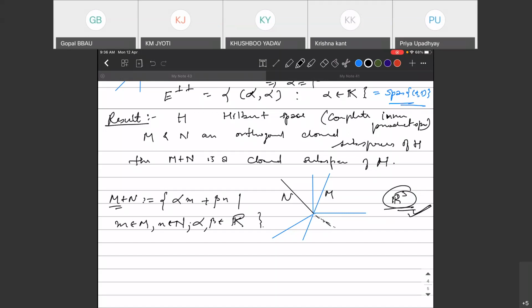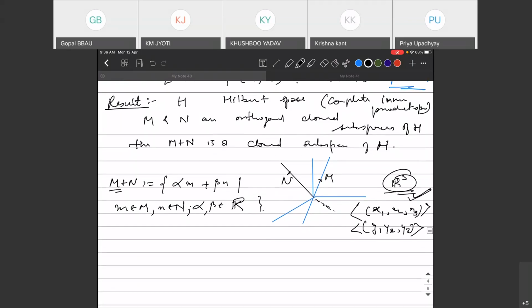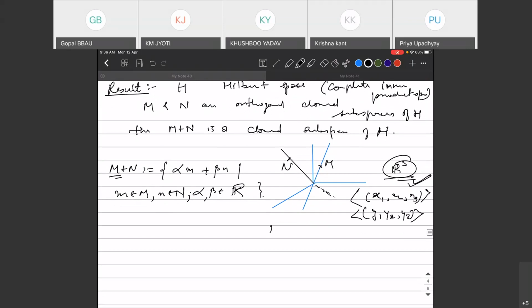So if you see, M is a subspace, say in this example M is spanned by some vector, say x1, x2, x3, and this N is again a linear subspace of dimension 1 in R3. It is spanned by a vector y1, y2, y3. Okay, correct? So then what would be M plus N?